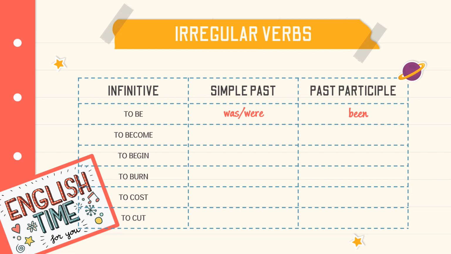Very good. What about become? Become, the past simple is became and the past participle is become. Yes, become, became, become. Next, begin. Begin, began, begun. That's right. Burn, burnt, burnt. Cost, cost, cost. Cut, cut, cut. Very good. So if you want to know more, then you can check your pupils book on the last page. There is a list of irregular verbs.